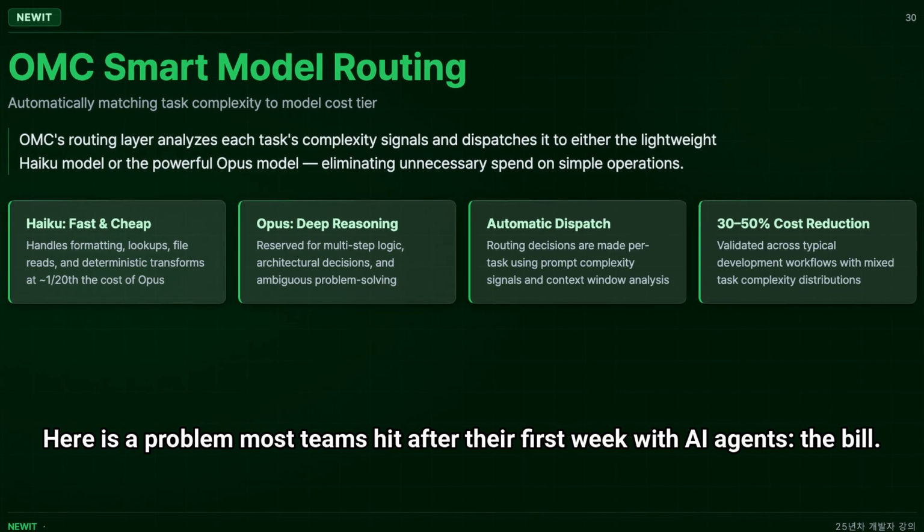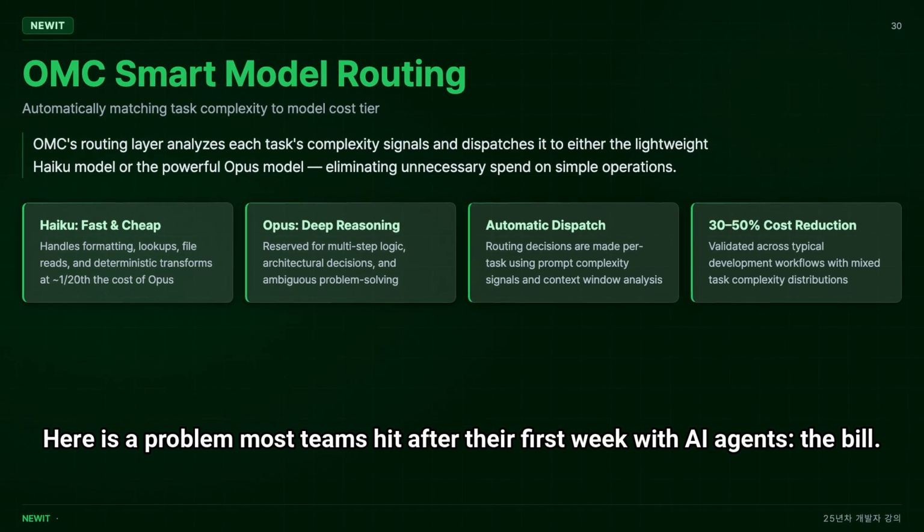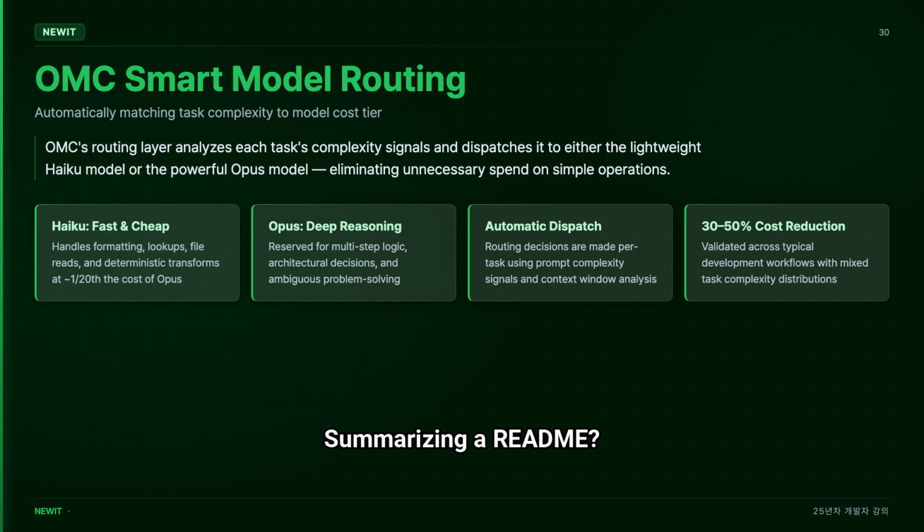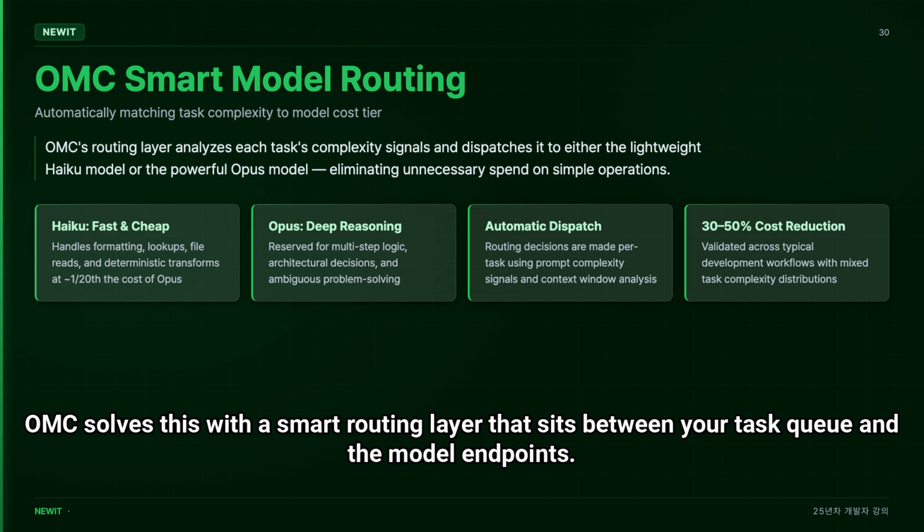Here is a problem most teams hit after their first week with AI agents. Every task, regardless of complexity, gets routed to the most powerful and most expensive model available. Summarizing a README, full opus pricing. Renaming a variable, full opus pricing. OMC solves this with a smart routing layer that sits between your task queue and the model endpoints.